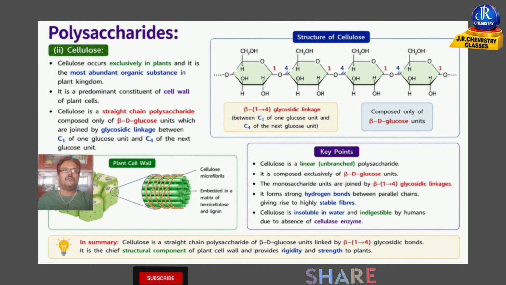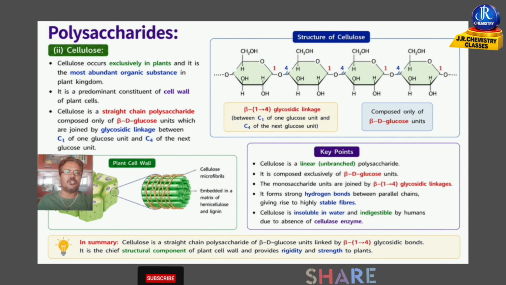The second example of polysaccharides is cellulose. Cellulose occurs exclusively in plants and it is the most abundant organic substance in the plant kingdom. It is a predominant constituent of the cell wall of plant cells.